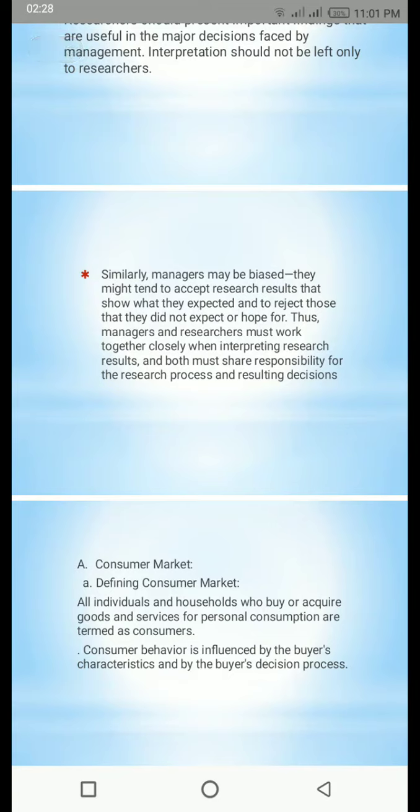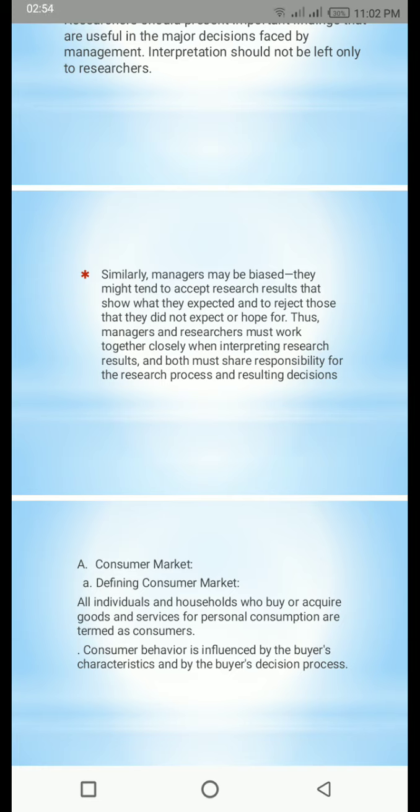Managers may be biased. They might tend to accept research results that show what they expected and to reject those that they did not expect. Thus, management and researchers must work together closely when interpreting research results, and both must share responsibility for the research process and resulting decisions.